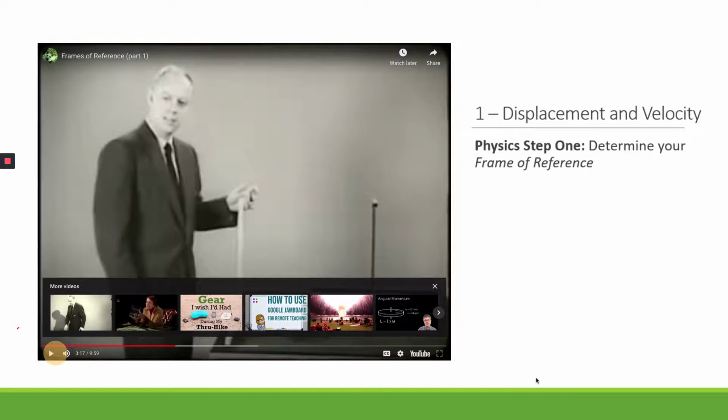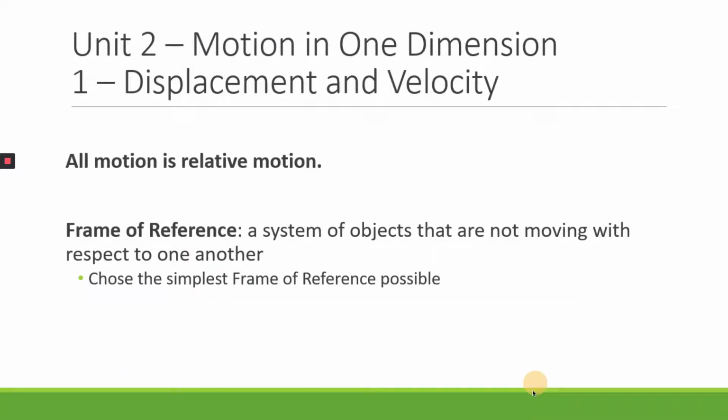All right, just something you need to know before we start moving on to motion formulas. All right, so all motion is relative motion. We just discussed that. There is no actual fixed thing. So we only care about the motion of one object relative to another. And a frame of reference is a system of objects that are not moving with respect to one another. And we're going to choose the simplest one possible. All right, if you want to write that down, you should pause it now. And I'm going to keep moving to make the video as brief as possible.